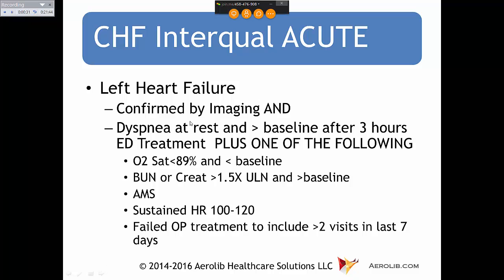What Interqual has talked about is heart failure confirmed by imaging and dyspnea at rest or greater than baseline after 3 hours of ED treatment. They talk about pulse oximetry. They talk about BUN and creatinine, altered mental status, heart rate, and then failed outpatient treatment. So this is exactly the same as what we were talking about a few minutes back in terms of how you define CHF.